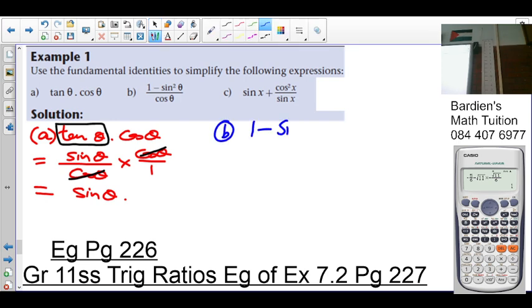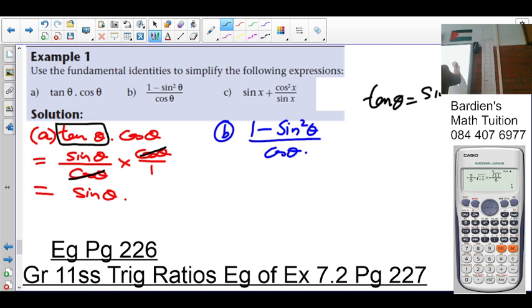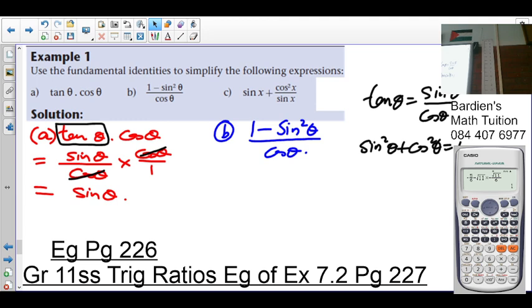Let's go with B. You've got 1 minus sine squared theta over cos. Like the identities, you understand, no? Tan theta is equal to sine theta over cos theta. Also, sine squared theta plus cos squared theta is equal to? Now looking at B, what can be done there?